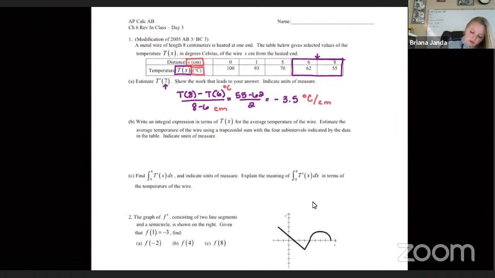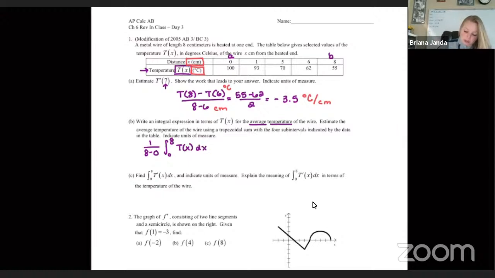Question 2 says write an integral expression, in terms of T of x, for the average temperature of the wire. So when it asks us for the average of a function, which is what we have, the temperature function, that always comes from 1 over b minus a. In this case, our b and a would come from the ends of our interval. So 1 over 8 minus 0, the integral from 0 to 8 of the function they're asking us to find the average of, so of T of x dx. That would be the integral expression.